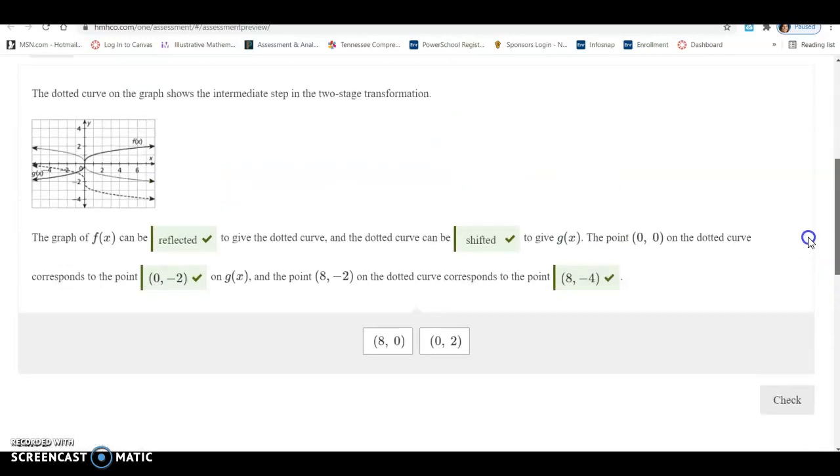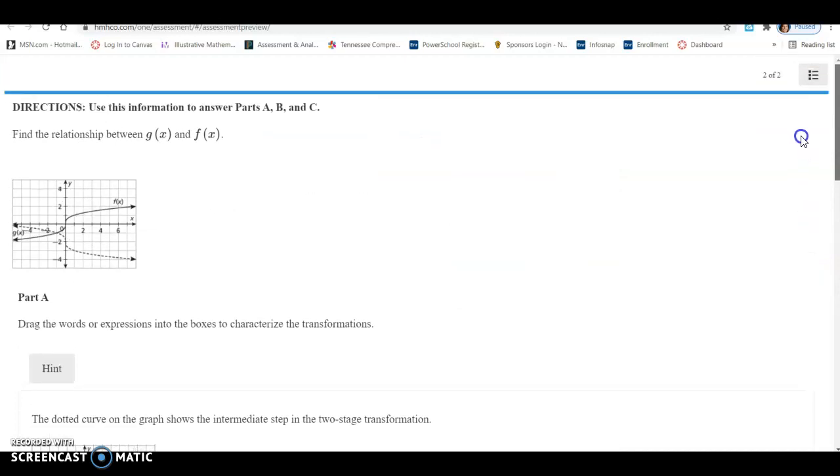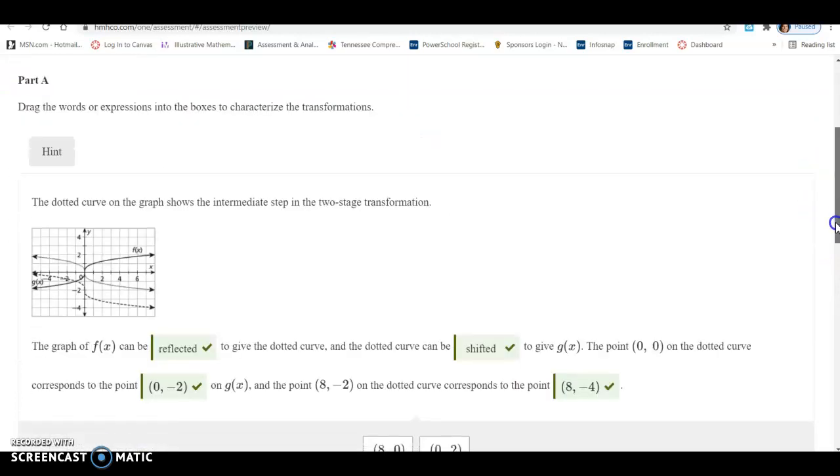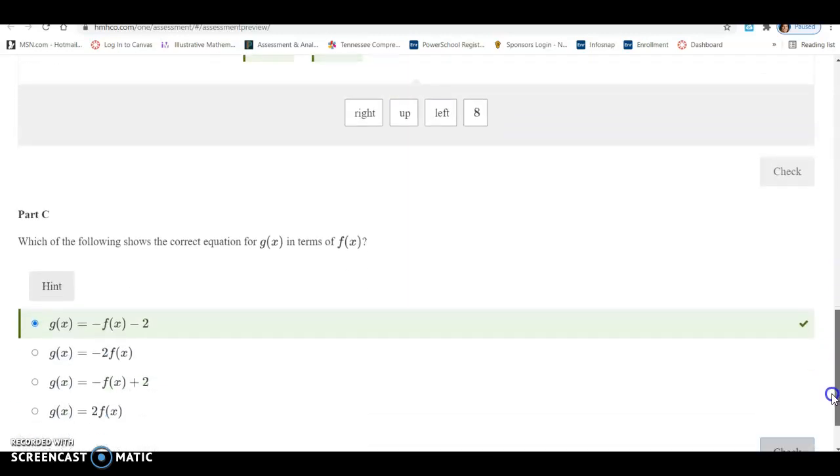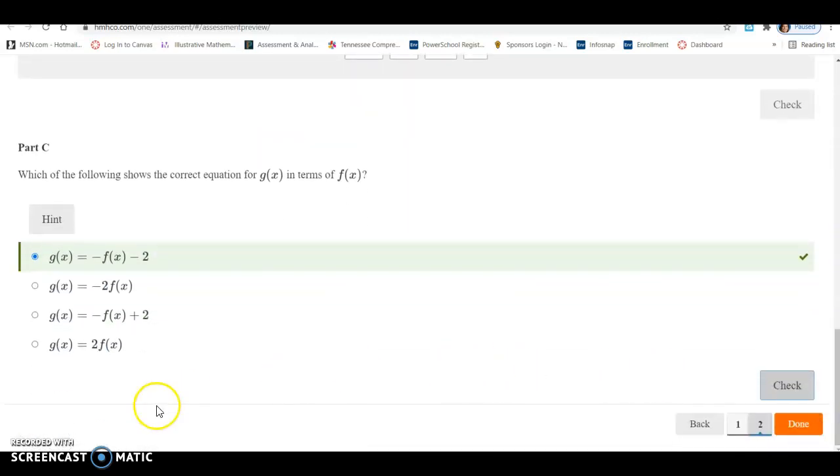All right, so a couple examples here. As you can see, sometimes you have to read these more than one time because you have to go back and look at the picture and make sure that you're reading them correctly. If you have any questions, please let me know.